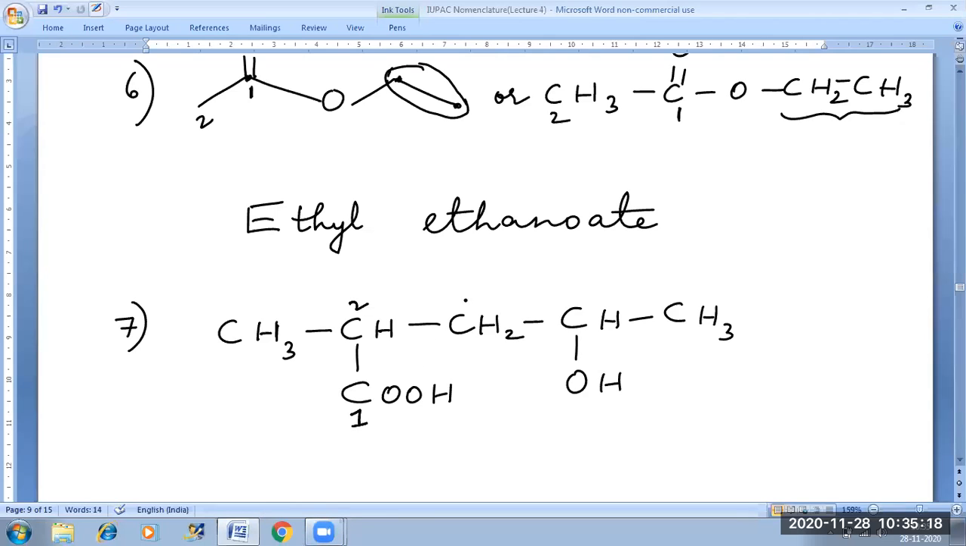Then 2, 3, 4, 5. Longest chain, right? So I cannot say 1, 2, and then 3. This will be wrong. Because I have to select the longest chain in such a manner so that I am able to include the principal functional group. I have included that already. I have taken it as 1, that is COOH. And then I went up, that is at the second carbon. And then I went on the right hand side, that is 3, 4, and 5.